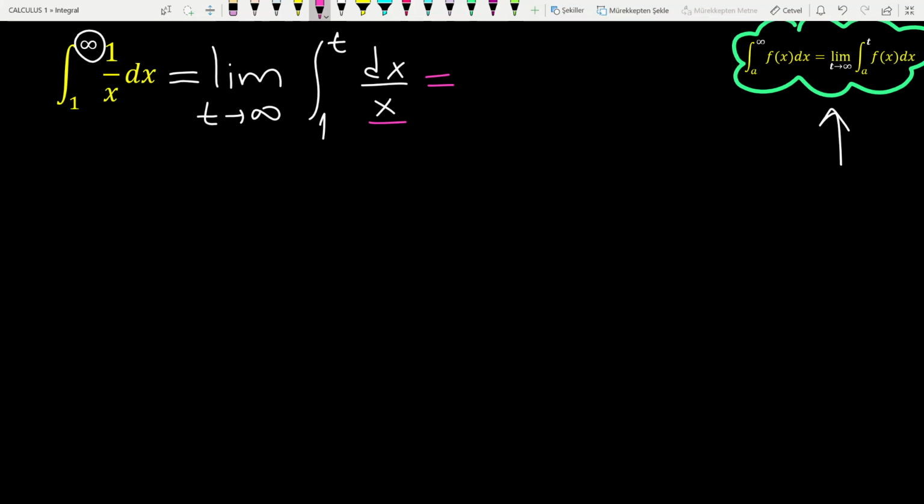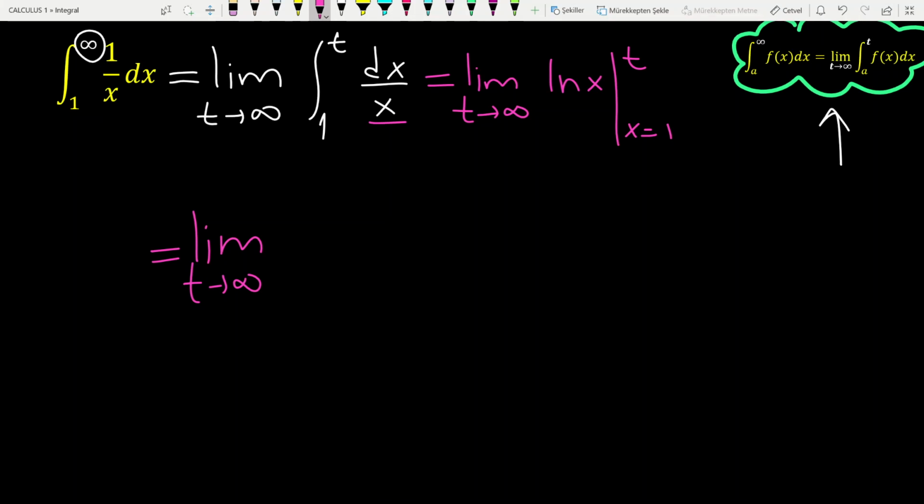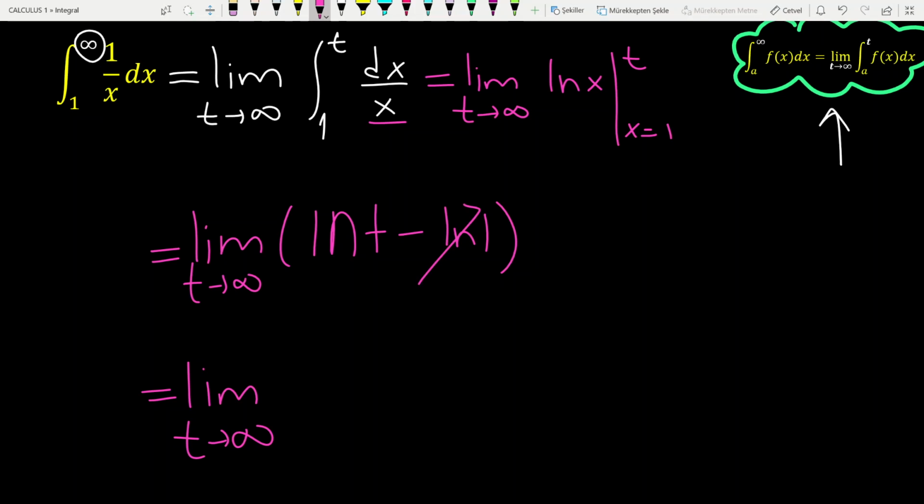What is the antiderivative of 1 over x? This is ln x. So the limit as t tends to infinity of ln x, with x from 1 to t, is equal to the limit as t tends to infinity of ln t minus ln 1. Since ln 1 is 0, we have ln t.